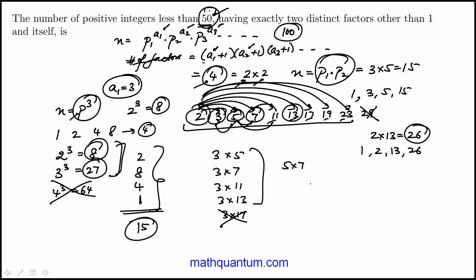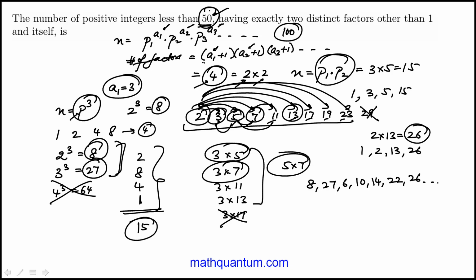If you have to list them, I would say 8, 27, and then 2 times 3 is 6, 10, 14. I hope you see where this is going. So to summarize, the answer is 15.